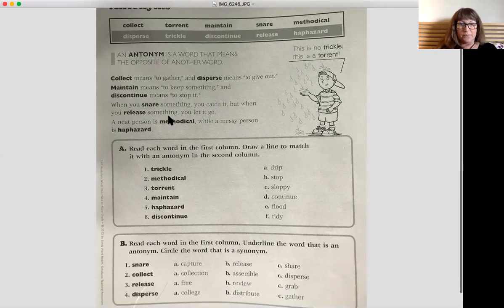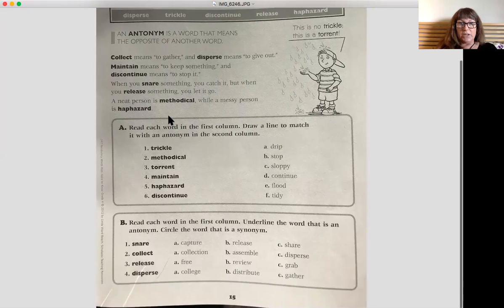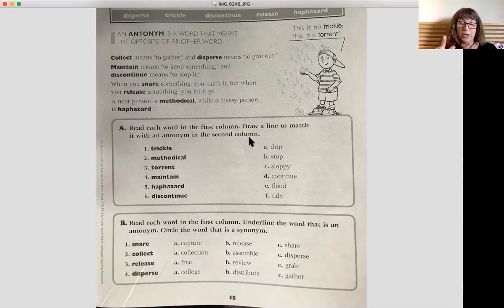All right, let's see. Read each word in the column and draw a line to match it with the antonym in the second column. Now here's what I want you to do. When you email me, I want you to email me the vocabulary word trickle with the one that goes with it. Okay, and we're going to do it together, so you should be able to get them all. So let me see if I can find the draw arrow.